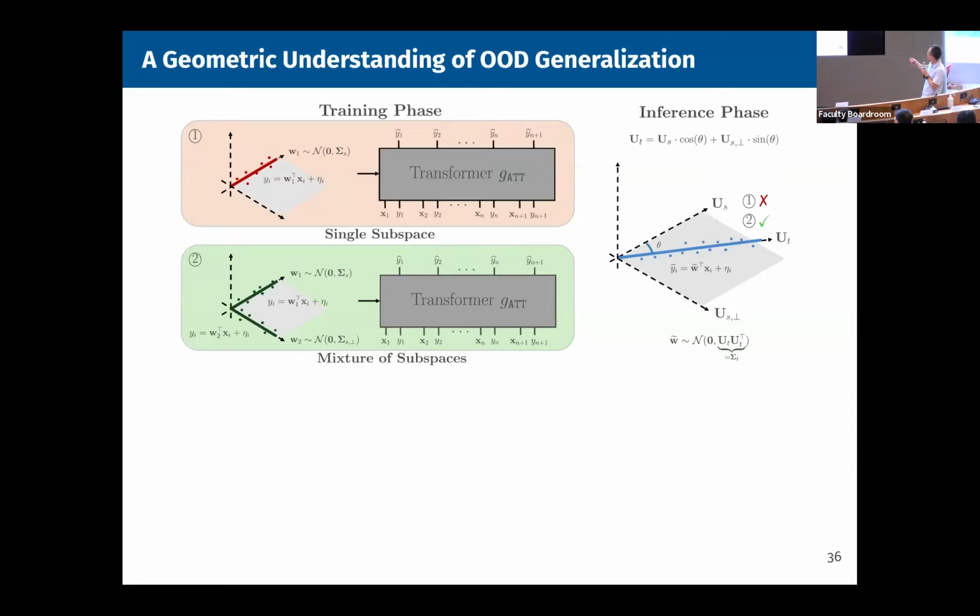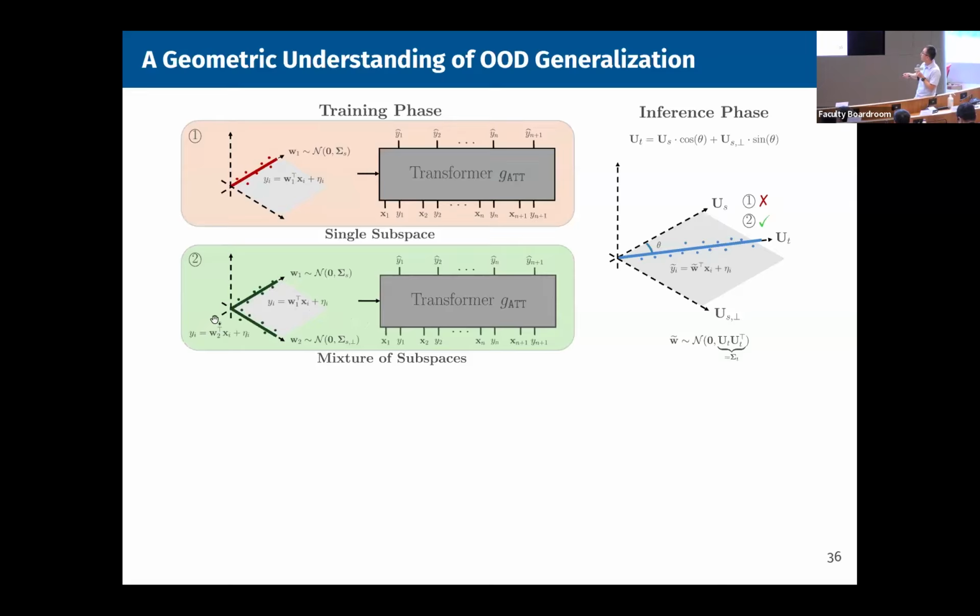So the answer here is that if you train on this US subspace and try to generalize to UT, the generalization error will depend on the intrinsic subspace dimension multiplied by the subspace angle, right? So when you have larger subspace angles, the generalization error will be larger. So how about the second setting? We consider a second setting where you draw your task vectors from two subspaces.